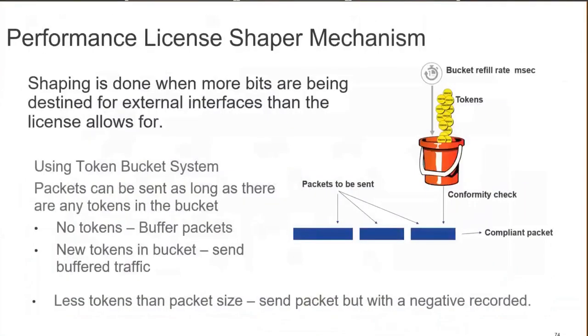So basically, whenever a packet is being sent, or whenever the packet is being processed, a few tokens are taken out of the bucket. So eventually, if there are no tokens, the packets will be buffered and sent later. If there are new tokens in the bucket, the packet which is being buffered will be sent out. If there are fewer tokens, the packet will be sent, but with a negative recorded, and it will be compensated later. So the performance license shaper uses the token bucket system.